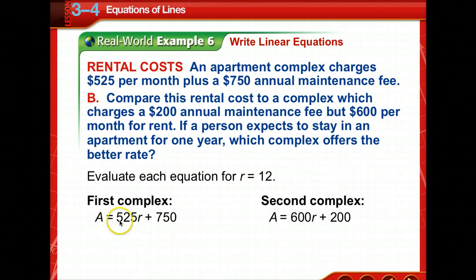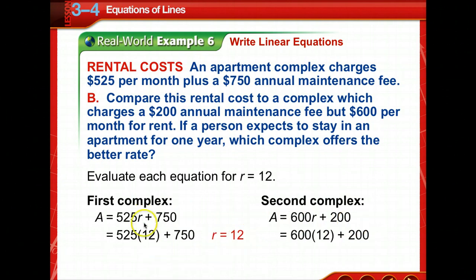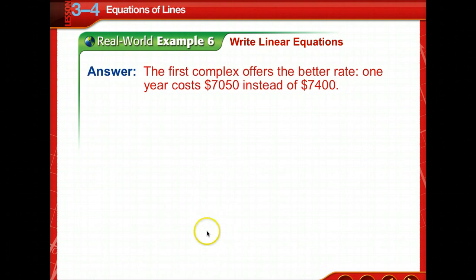So first of all, the first complex, $525 per month plus $750 annual. The second one is $600 per month plus a $200 annual maintenance fee. Now we're going to substitute in 12 because we're thinking about staying 12 months or a full year. Ooh, see, it looked better, $750 compared to $200, but actually over a full year, the first complex is cheaper, isn't it?